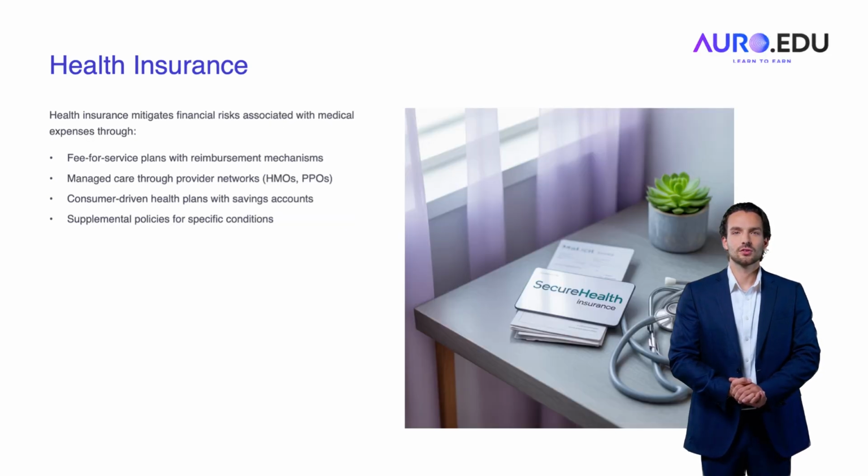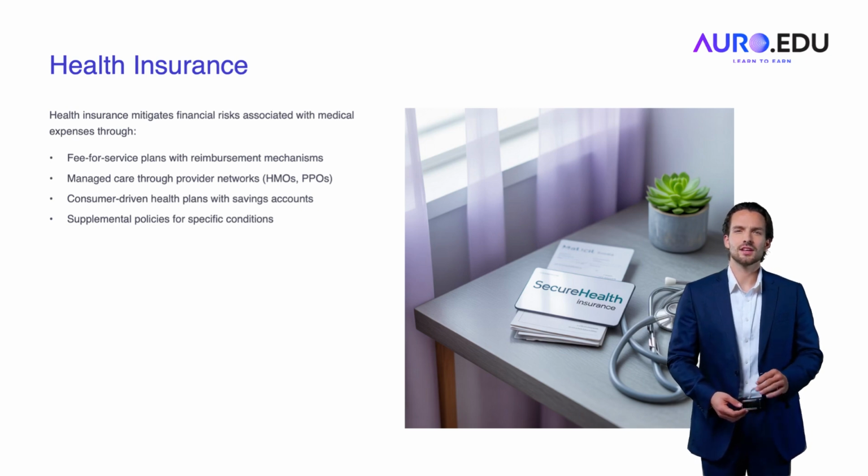Health insurance shields individuals from the financial burden of medical expenses. It can take the form of fee-for-service plans, managed care networks like HMOs and PPOs, or consumer-driven plans with savings accounts. Public systems like the NHS in the UK or Medicare in the US provide coverage through taxation, while mixed systems combine mandatory basic coverage with optional private plans. Market challenges such as adverse selection and moral hazard create inefficiencies. Addressing these issues is crucial for improving healthcare access and affordability.